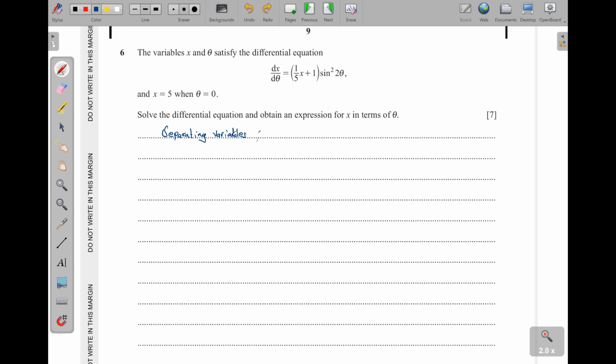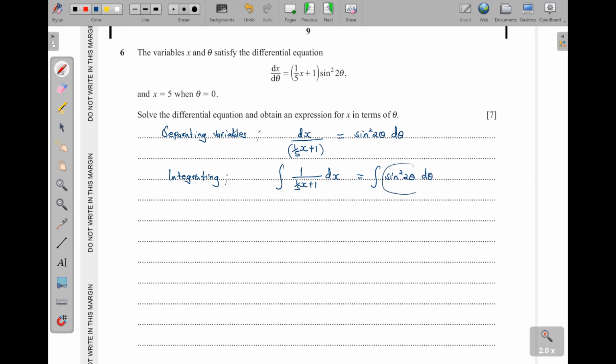So that means we are going to have something like this: dx over 1 over 5 of x, then plus 1, and then this one is equal to sine squared 2 theta, then d theta. Okay, then the next thing is to integrate. Now integrating will give us the integral of 1 over 1 over 5 of x, then plus 1, dx, which shall be equivalent to the integral of sine squared 2 theta with respect to theta.